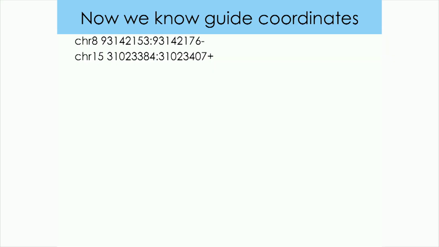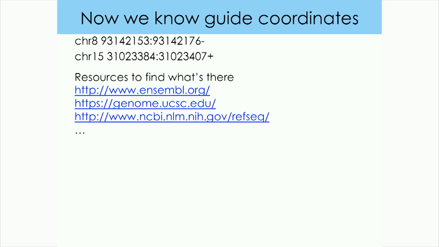So let's say we know where the guides are. These are just chromosome coordinates. We figured out that this one's on the minus strand here, and this one's on the plus strand over here. So what do we do with that? We need to figure out what's at those places.